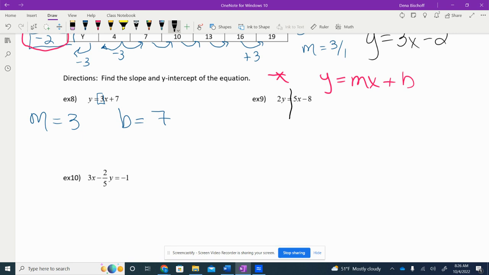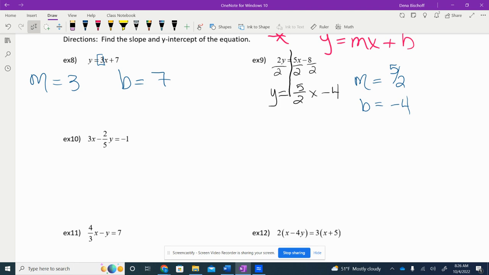Yeah, I have to solve for y. I have to get rid of that 2. So how am I going to do that, Tessa? Divide every stinking term by 2. So that gives me y equals 5 halves x minus 4. So now I can identify my slope and my y-intercept. Looks like my slope is 5 over 2, or 5 halves, and my y-intercept is -4. Good job on the negative.